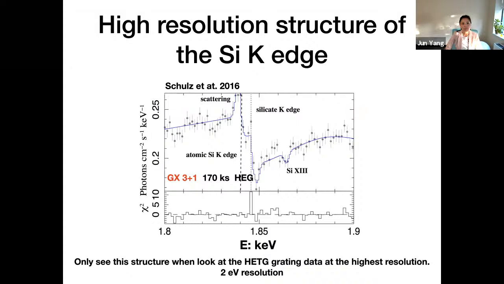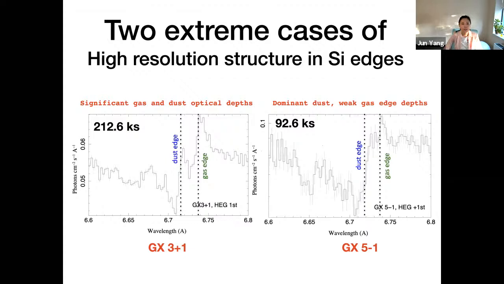We can see the high resolution structure of the silicon K edge when we look at the HETG data at the highest resolution. This is an example for GX 3+1. Here we can see the scattering, the atomic silicon K edge and the silicate K edge. Here we show the two extreme cases of the high resolution structure in the silicon edges. On the left, it's GX 3+1, where you can see significant gas and dust optical depths. On the right, it's GX 5-1, where the dust dominates and only neutral gas contributes, if we compare this with GX 3+1.